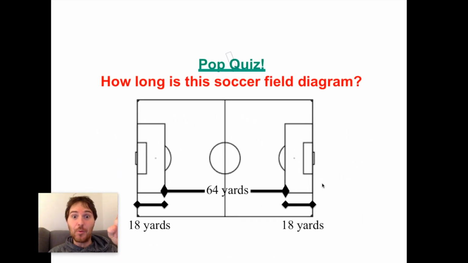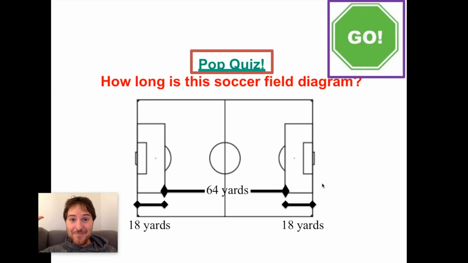And we start with a pop quiz. That's right. It's on. Check this out. How long is this soccer field diagram? What's your answer? Come up with it now. We're running out of time. Pop quiz. Well, we got some numbers in front of us. What do we have here? 18 yards, 64 yards, 18 yards. Did you figure it out yet?